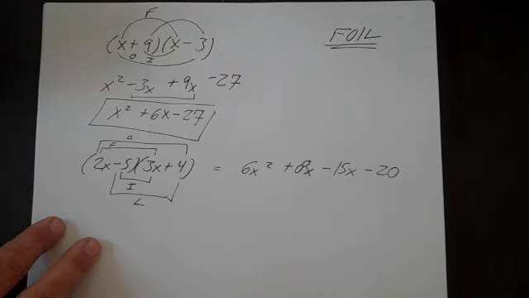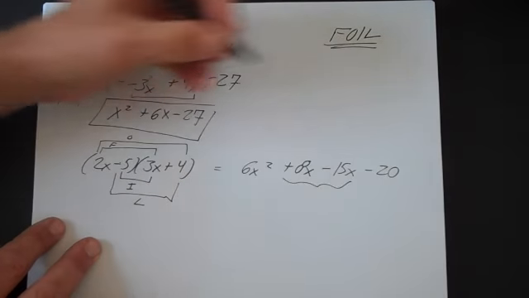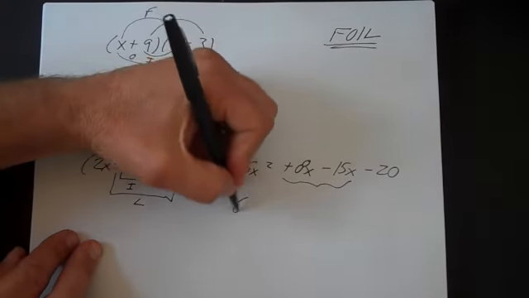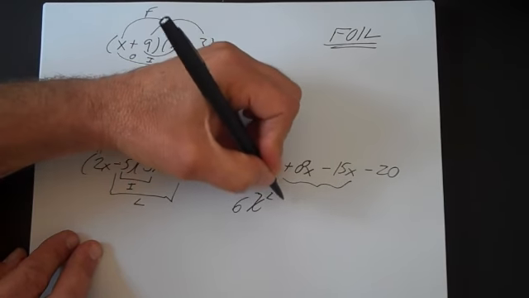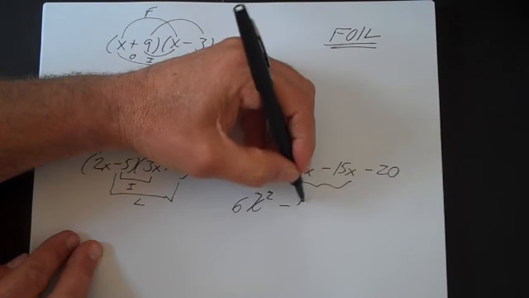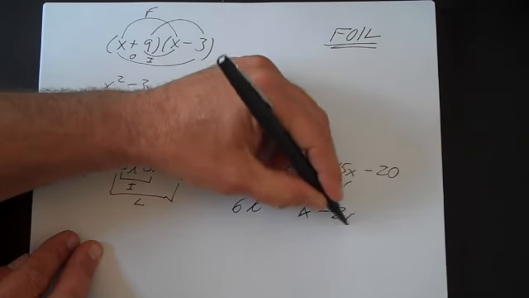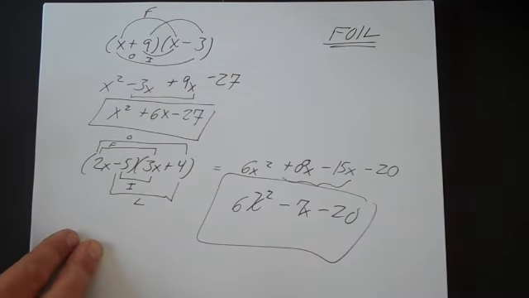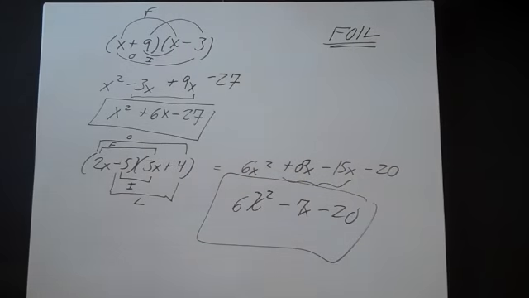Let's combine like terms. If you notice, these two terms here are going to be like, so we end up with 6x squared. 8x and minus 15x is a minus 7x, and then minus 20. And that's your answer there. And that's how you multiply polynomials.